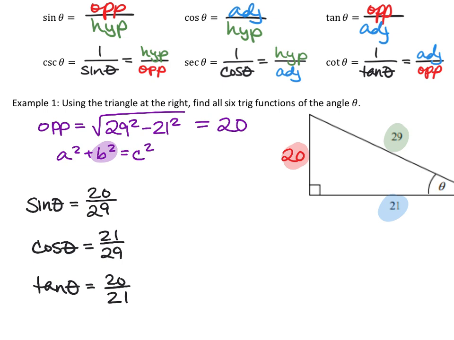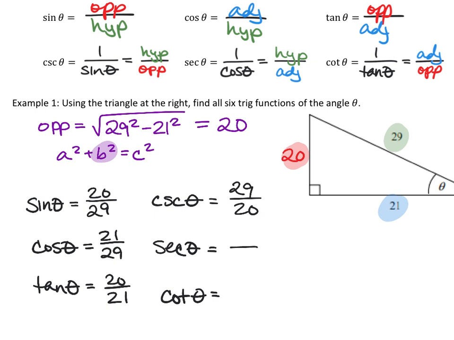Okay? But once we have these 3, sine, cosine, and tangent, finding cosecant, secant, and cotangent is very easy as long as you remember which trig function they're related to. Sine and cosecant go together, which means that cosecant of theta is just 29 over 20, the reciprocal of sine. Secant of theta would be 29 over 21, the reciprocal of cosine. And cotangent would be 21 over 20, the reciprocal of tangent.